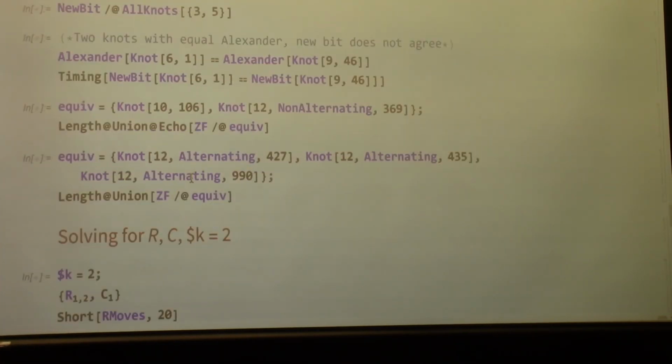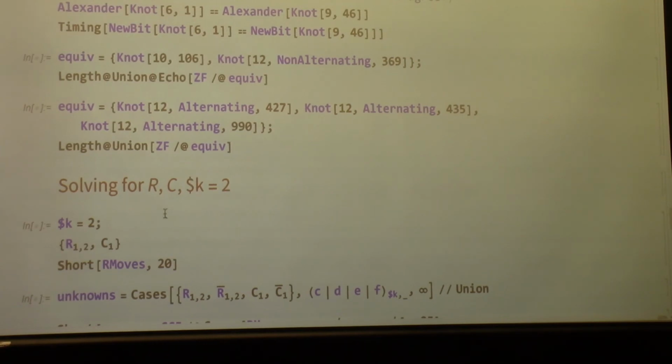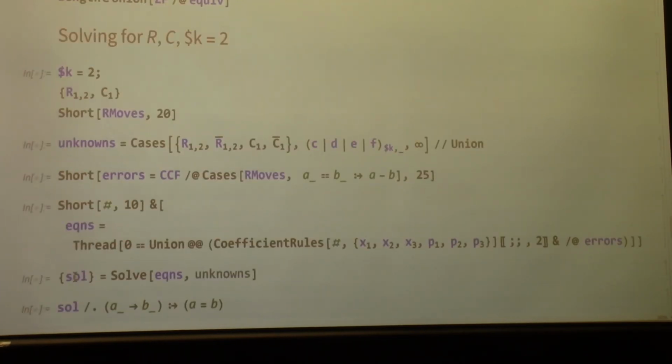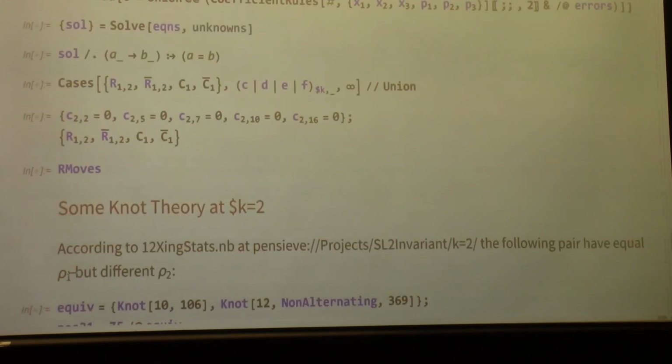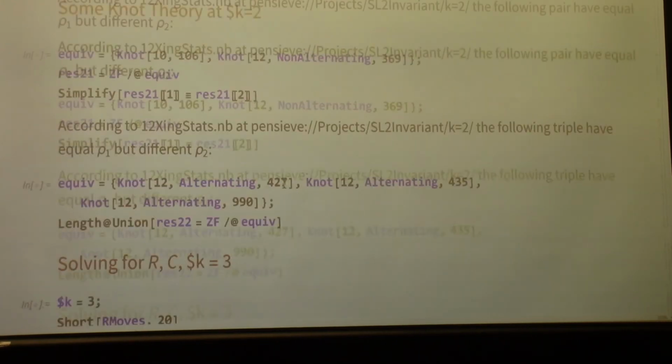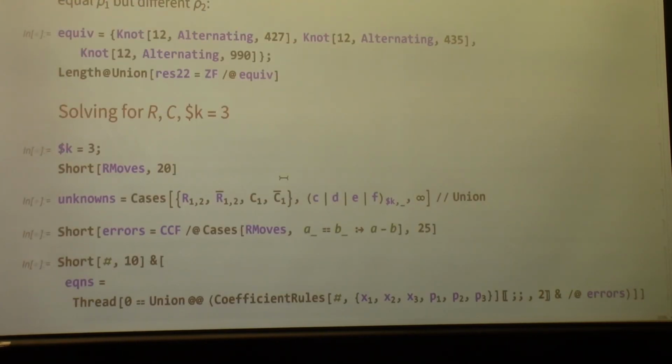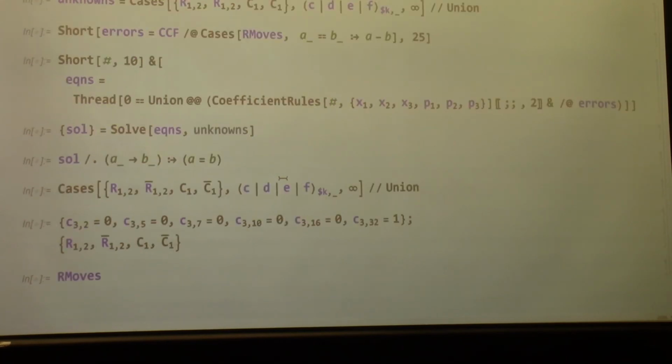And once this is done, I can raise k, so I can set $k to 2 and repeat. And again, solve using undetermined coefficients, and then do knot theory at k equals 2. And in principle, I could continue, except at some point it gets too slow to be useful. Okay, but this will happen on Friday, so let's stop.